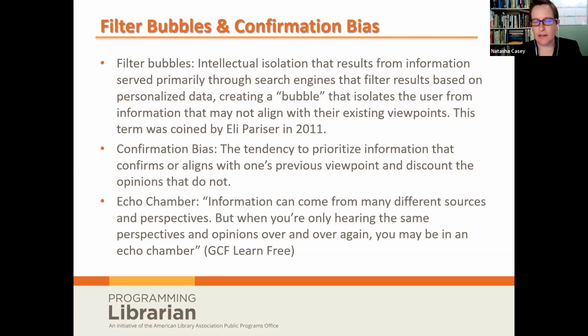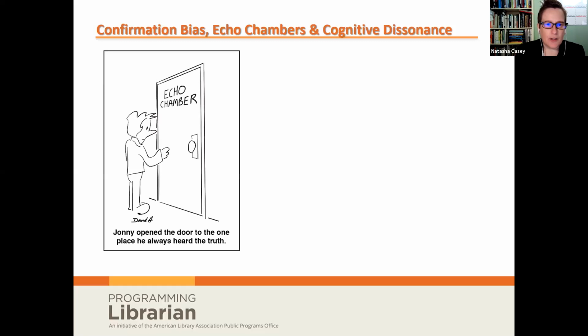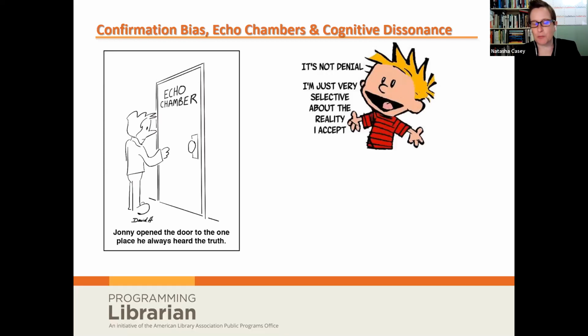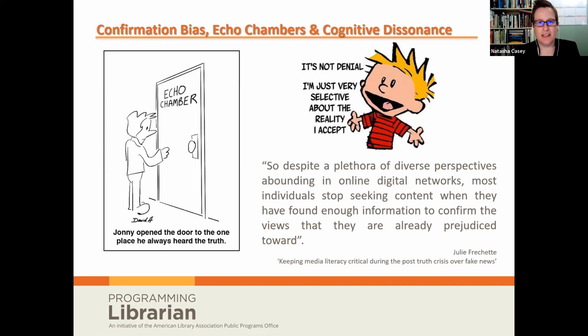Next slide, please, Hannah. So once we understand how these filter bubbles and echo chambers exist because of the algorithms and the cookies, maybe we'll be able to even understand our own cognitive dissonance a little bit more once we encounter information or ideas beyond our own filter bubbles. So I love this quote from Julie Frechette on here. She says, despite a plethora of diverse perspectives abounding in online digital networks, most individuals stop seeking content when they have found enough information to confirm the views that they are already prejudiced towards.